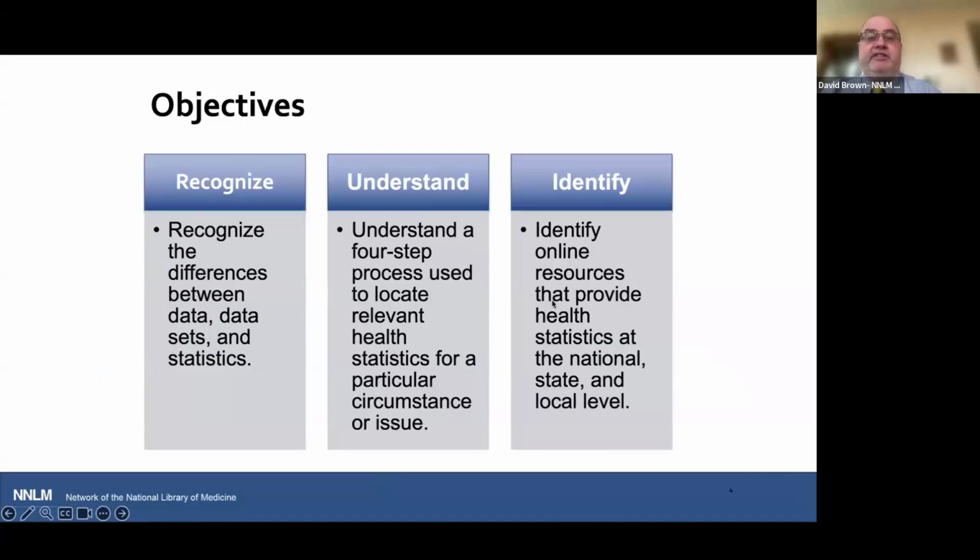And then the third piece is to identify some online resources that provide health statistics at the national, state, and local level, really trying to get you the opportunity to utilize the stuff, engage with it, and actually be able to use it in your day-to-day work or within your workflows or your work processes at your organizations or even in your personal life as you go along.